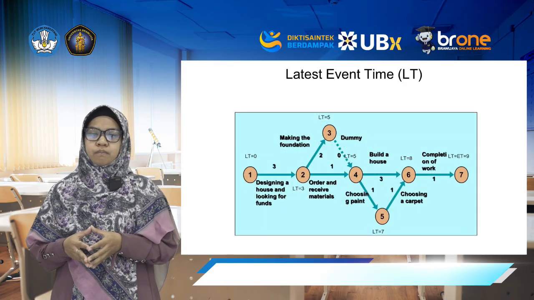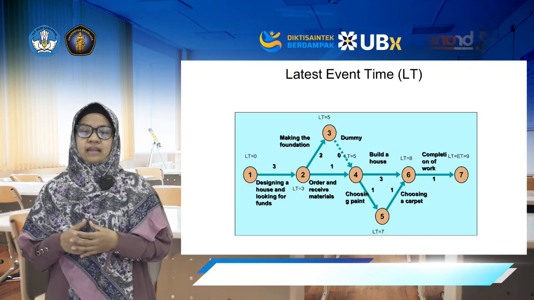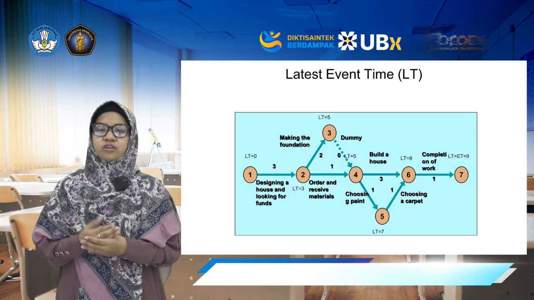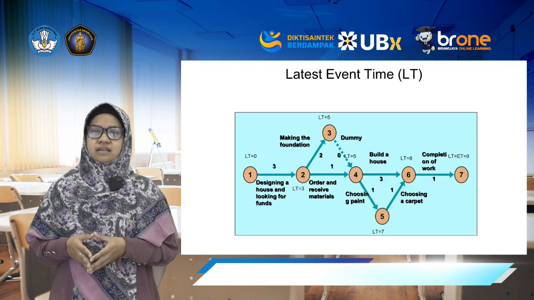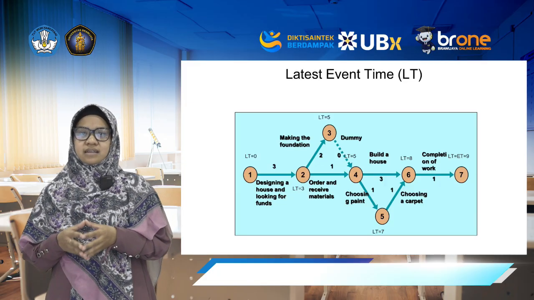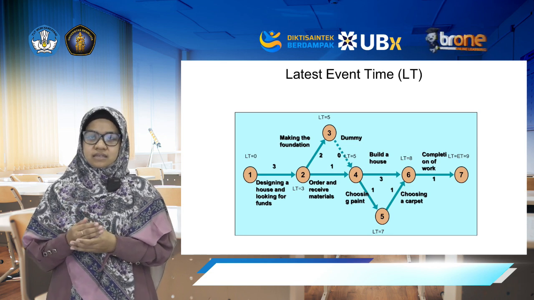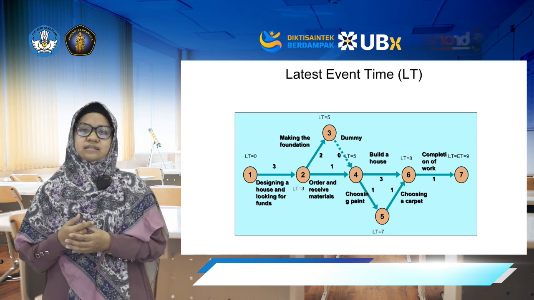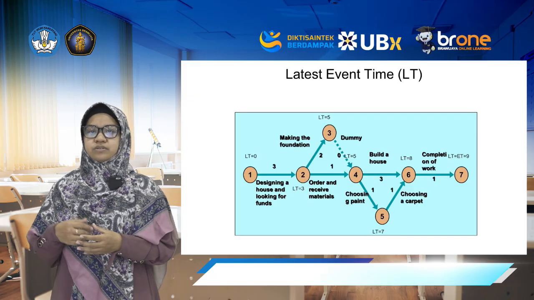Now we do the backward pass to find the latest event time, LT, the latest each node can occur without delaying the project. Start from the finish. The project time from the forward pass was 9, so LT7 is 9. Move one step back: activity 6 to 7 takes 1, so LT6 equals 9 minus 1 equals 8.